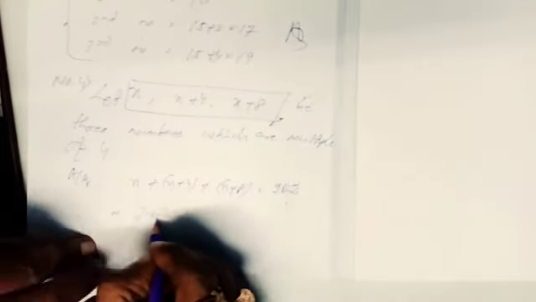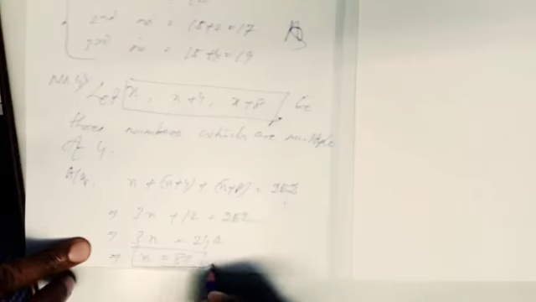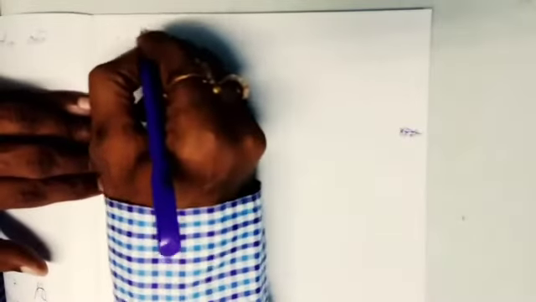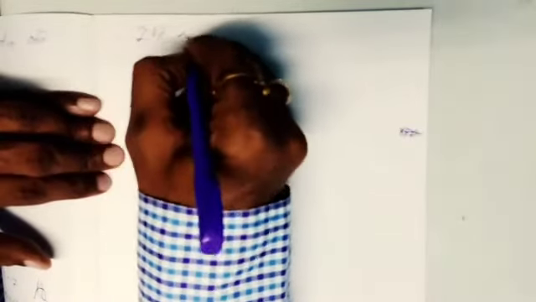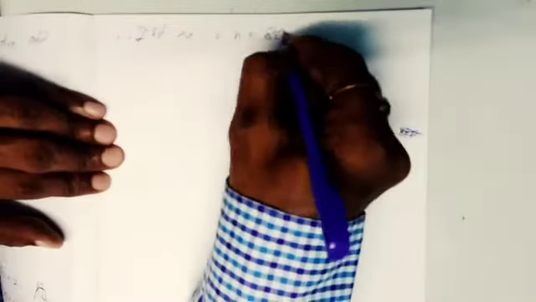How much are you getting? 3x plus 12 is equal to 252. 3x equal to how much? 240. That means x is equal to 80. After getting the value of x, you can find the first number, second number, third number like this. Okay. So the first number is what? Therefore the first number is x. What is that? It is 80, which is a multiple of 4.